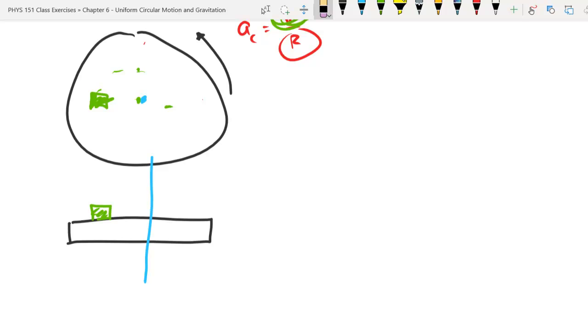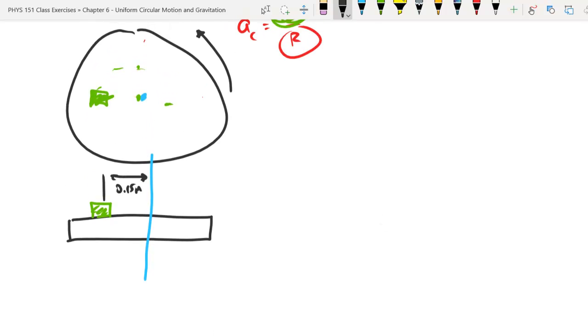And we know the distance. This is 0.15 meters, so I'll go ahead and put that in there. So this is 0.15 meters here, and we're told that it's rotating at 40 revolutions per minute, right?